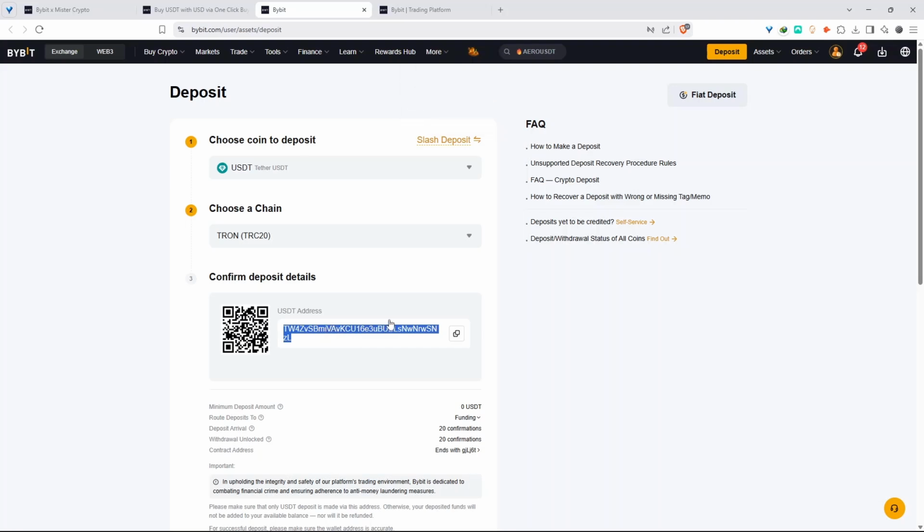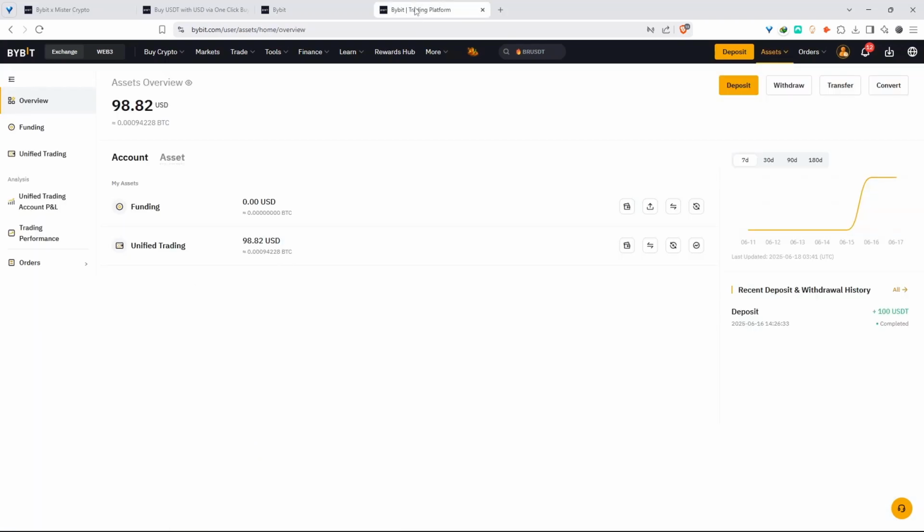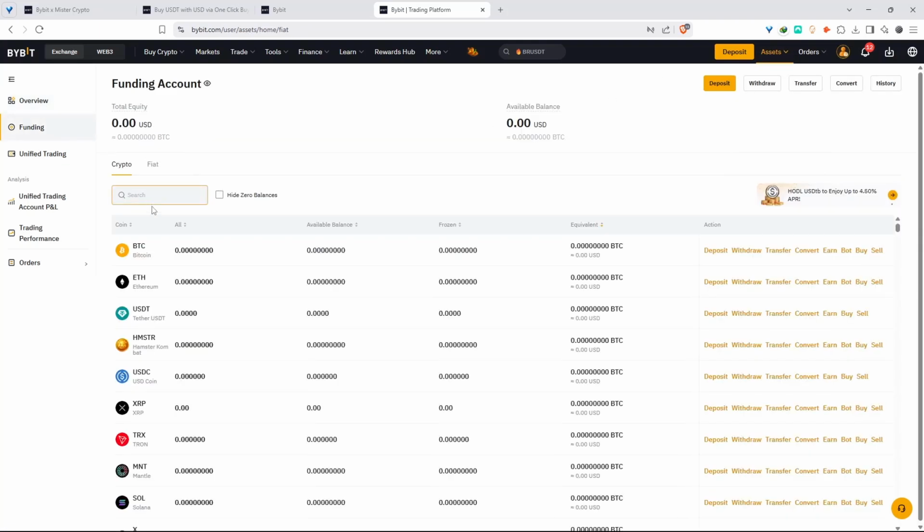Let's now look at how Bybit's different accounts work. You basically get a funding account and a unified trading account. To view these accounts, click on Assets in the top right corner. The funding account is basically your main wallet on Bybit. Anytime you deposit crypto or fiat, it lands here first.